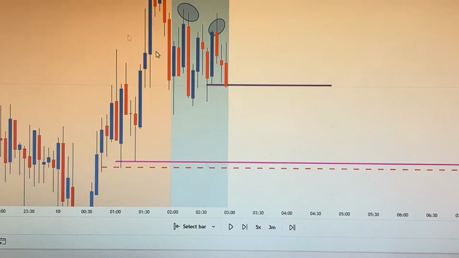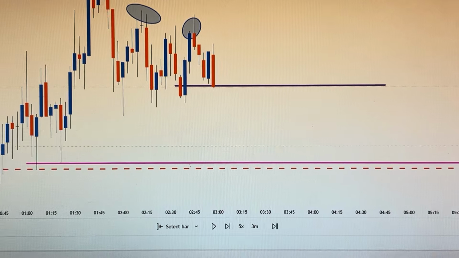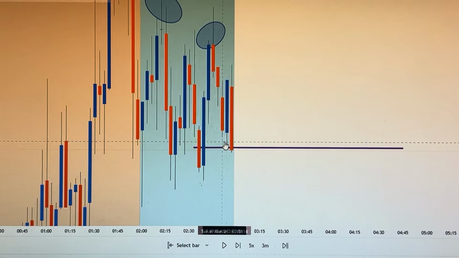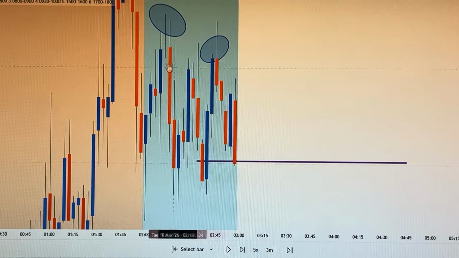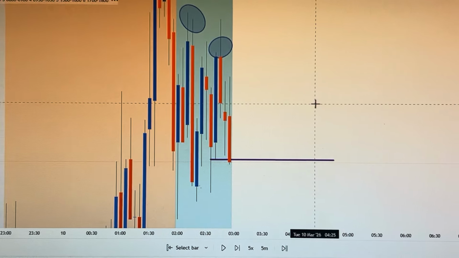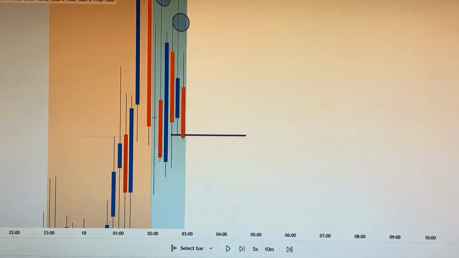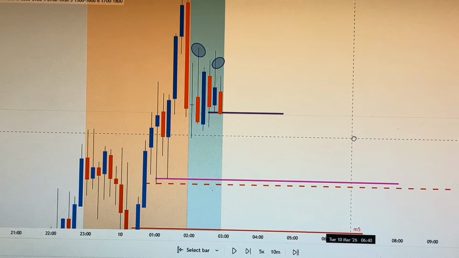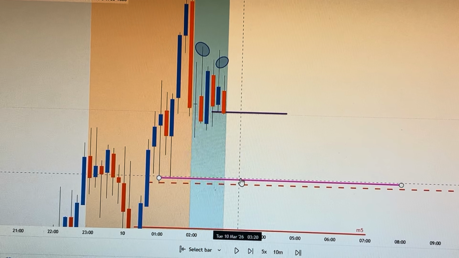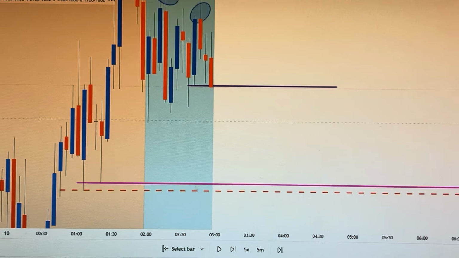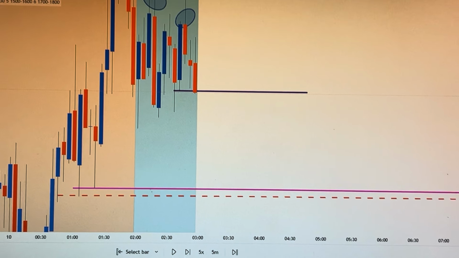So I come 3 minute. Boom. And I also have this 3 minute demand, 3 minute supply in my favor as well. And there's no equal highs. Okay, cool. I come to the M10 and I check this out. There's also M10 supply in my favor, right? Nothing stopping price up until here.